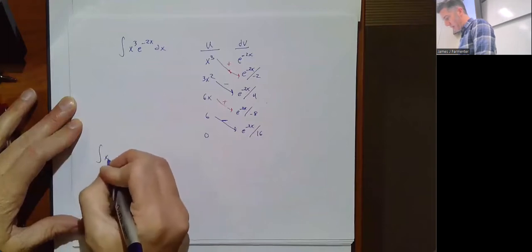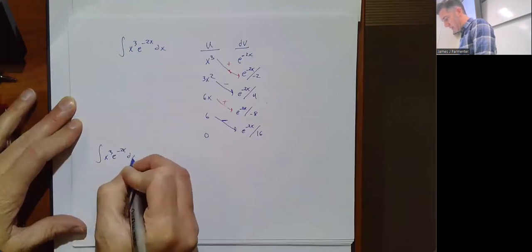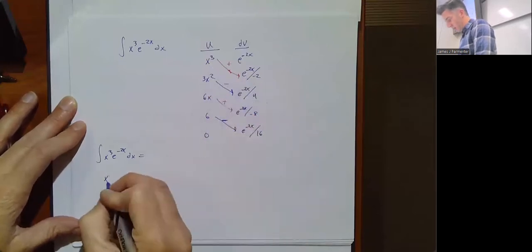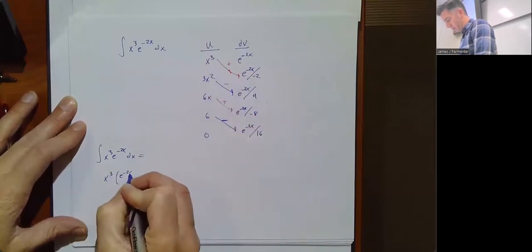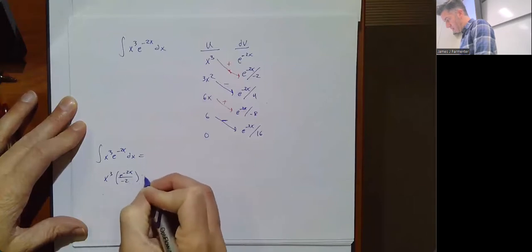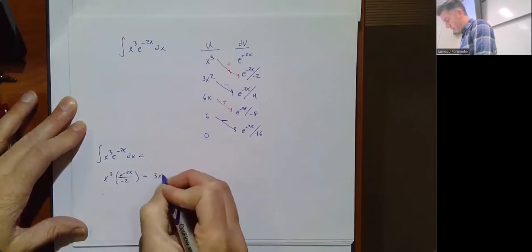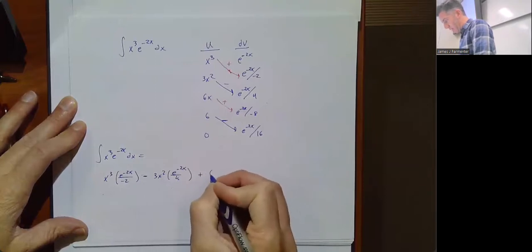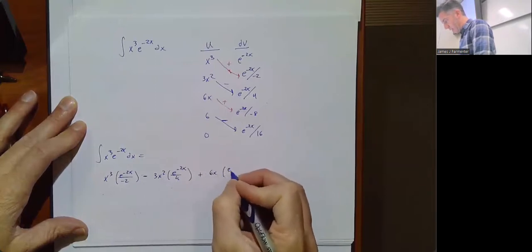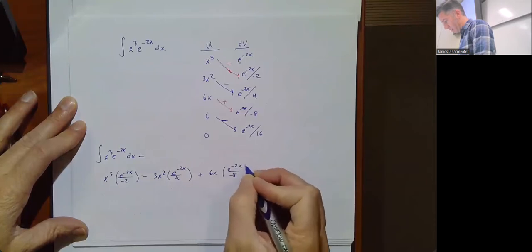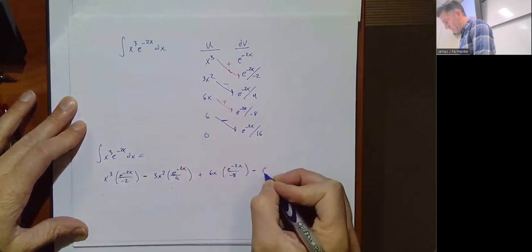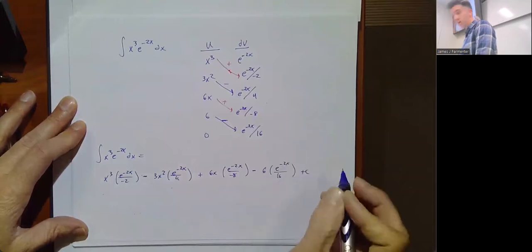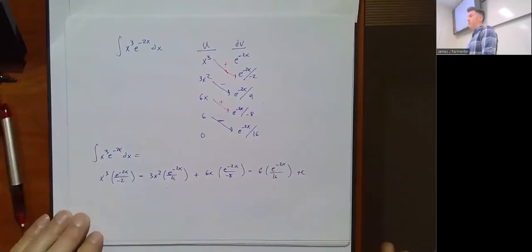So the integral of x cubed e to the negative 2x dx is going to equal x cubed times e to the negative 2x over 2. Sorry, over negative 2, minus 3x squared times e to the negative 2x over 4, plus 6x times e to the negative 2x over negative 8, minus 6 times e to the negative 2x over 16, plus c. And what you can see here is that all these things happen to turn out to be negative.